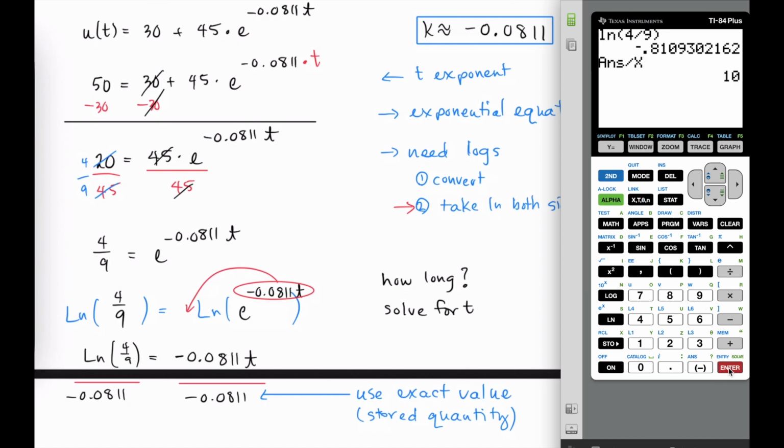And we can see then that the t value is exactly equal to 10. Remember that our time was measured in minutes, so those are the units here, and it takes 10 minutes for our object to get to 50 degrees.